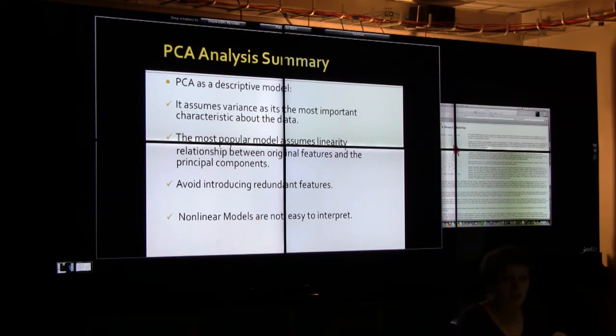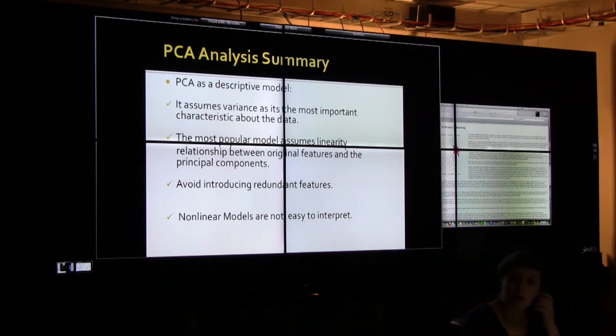It also assumes linearity. The most popular version of PCA assumes linearity in relationships between the original variables and the principal components. And one of the things that we discussed is that if we know there's some implicit redundancy in the variables, it's best to remove those features, even though the model is designed to remove redundancy, because they can lead us to make the wrong conclusions.